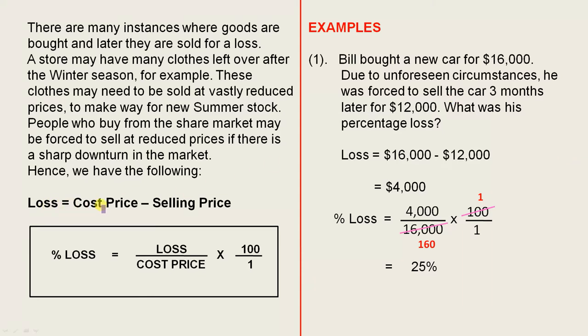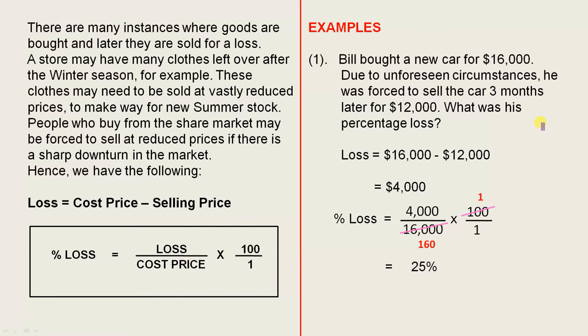The loss is the cost price minus the selling price, because the selling price is less than the cost price. Therefore, the percentage loss is the loss over the cost price times 100 over 1. Let's look at some examples.